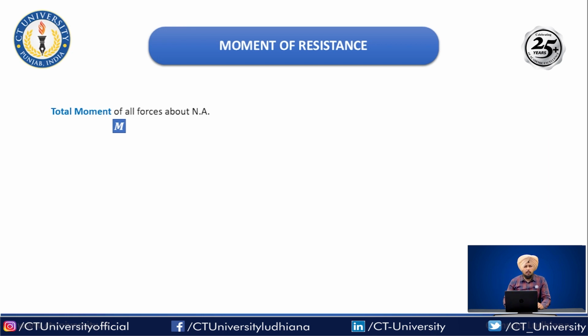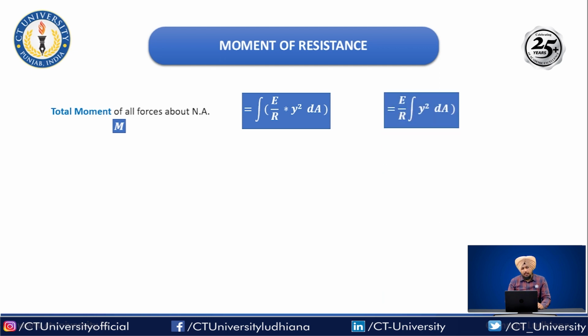If we calculate for all the layers, we have to do integration. That will give you capital M, the integration of all these moments. These two parameters, E, Young's modulus, and R, radius of curvature, are constant values, so they are taken out of the integration and we are left with the integration of y square dA, and y square dA is nothing but the moment of inertia, or the second moment.